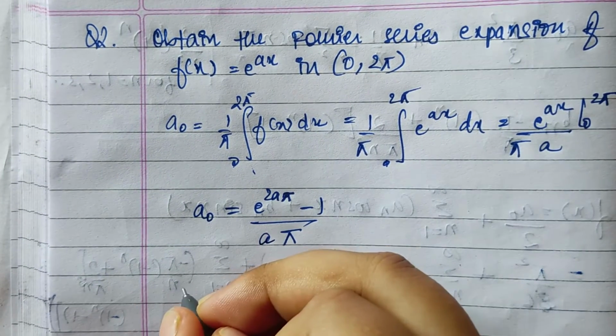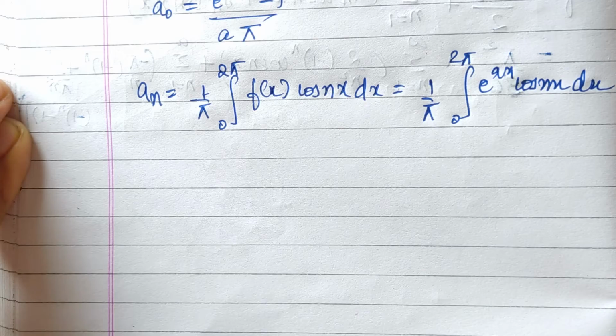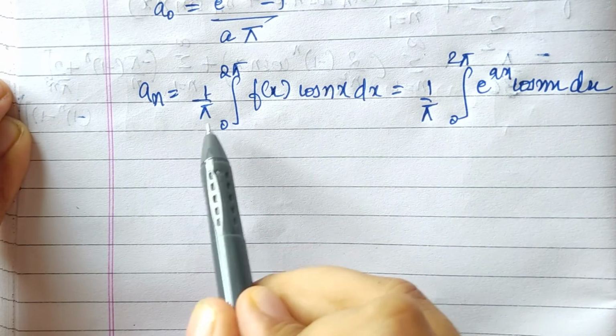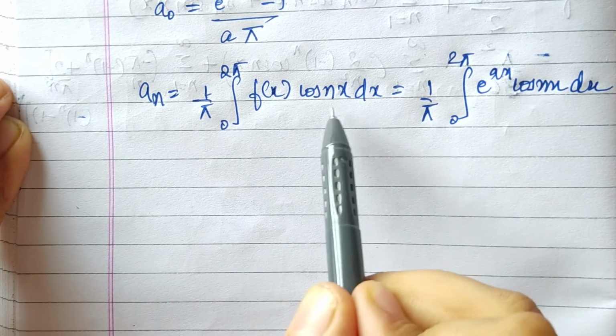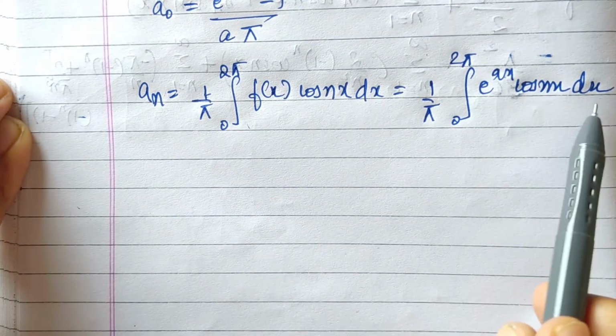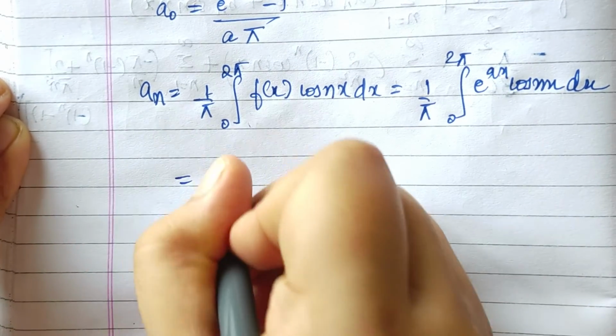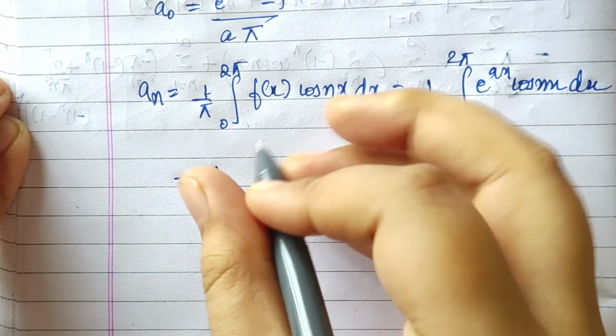Right, now we'll be solving an. So an is equal to 1 by pi, 0 to 2 pi f of x cos nx dx. So we substitute f of x to be e power ax, followed by which we continue the integration. 1 by pi.